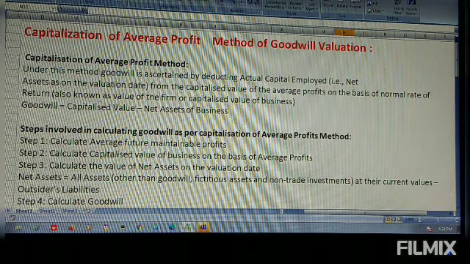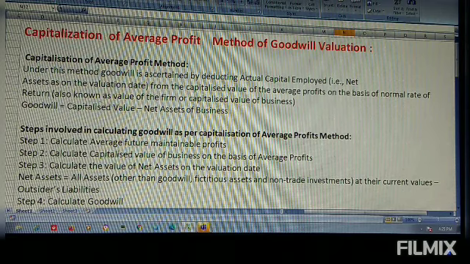Again we'll continue this chapter, that is valuation of goodwill. Today we'll solve a problem using the capitalization of average profit method. Remember, the method is the capitalization of average profit method. Then what does it mean, capitalization of average profit?